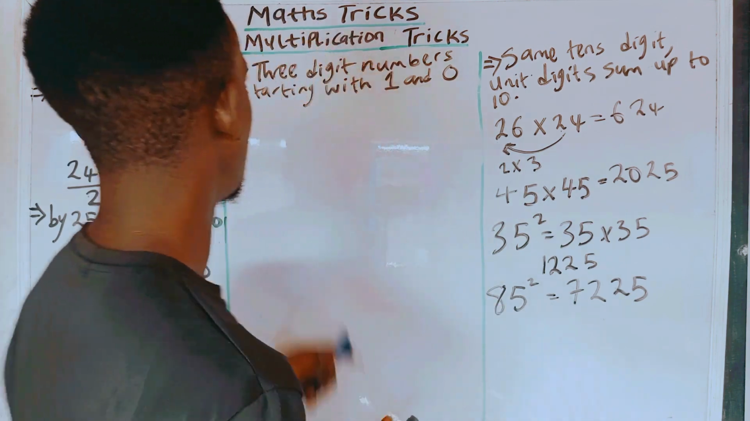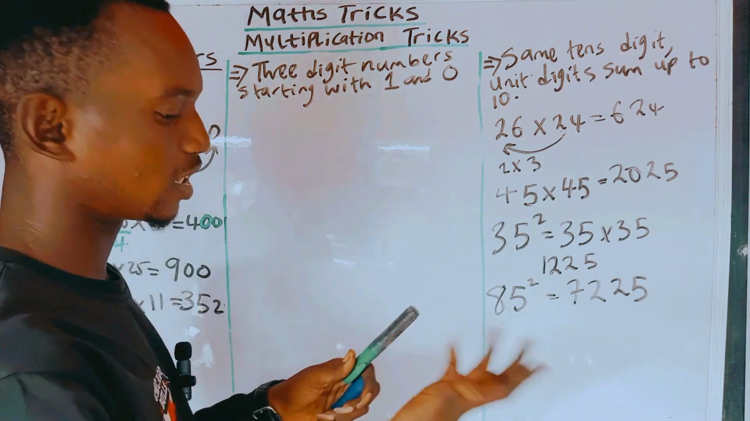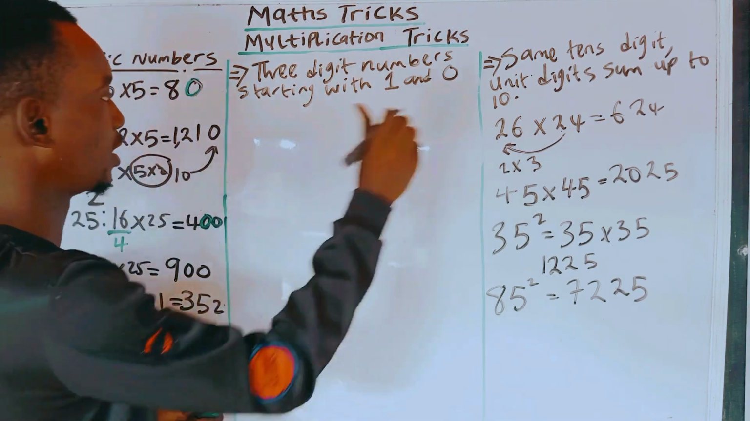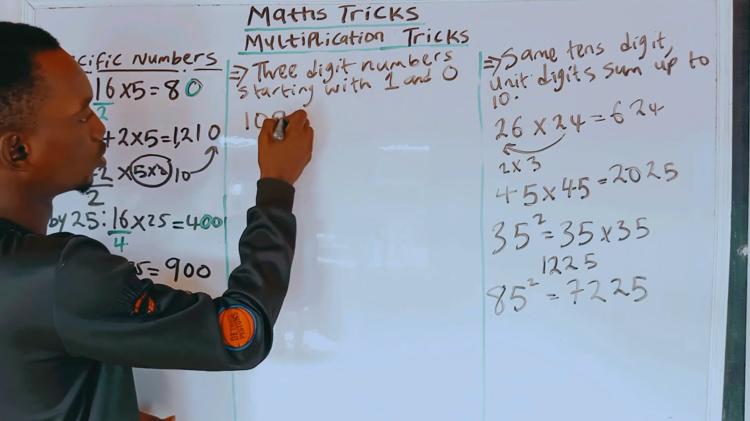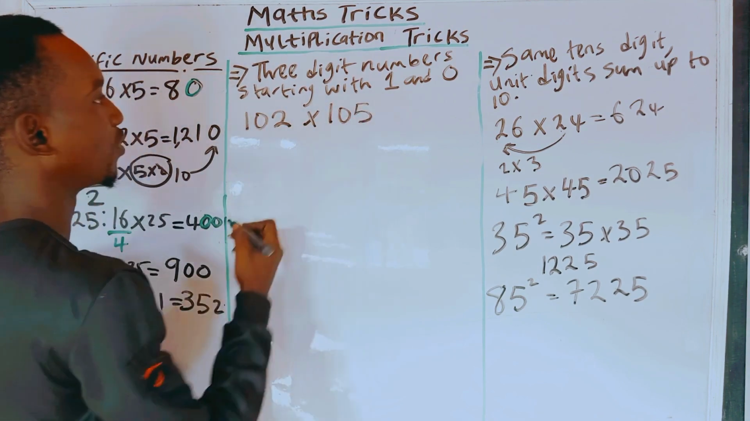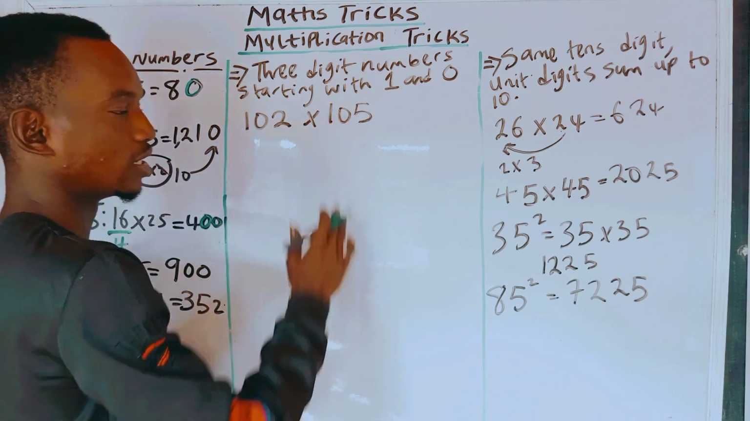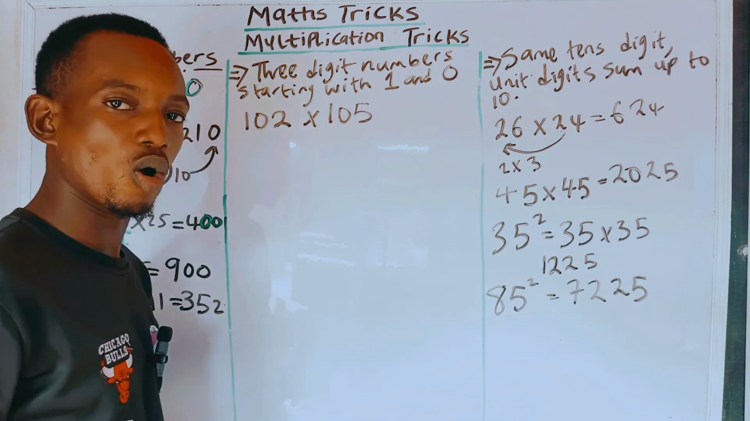Thank you very much. Now, what I'm saying here is that whenever I'm multiplying three-digit numbers that start with 1 and 0, for example, we have 102 times 105. Three digits, they start with 1 and 0, 1 and 0. These kinds of numbers are still common, right?